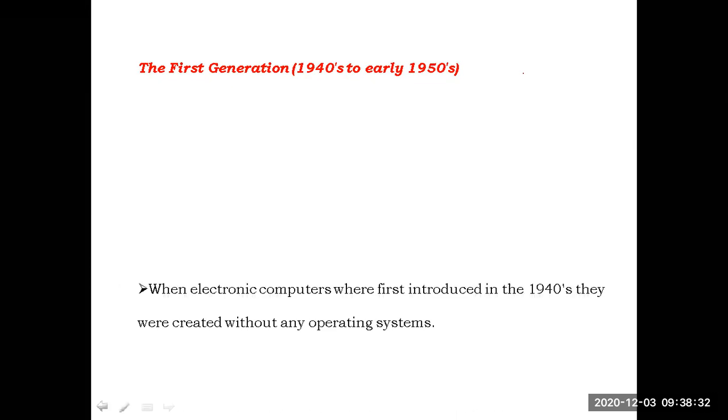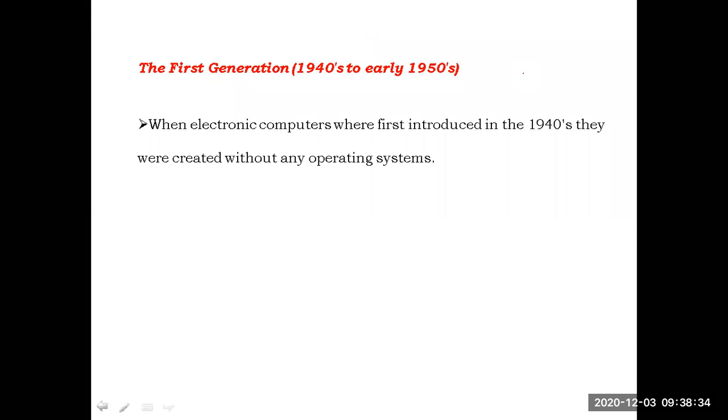Okay, see the points related to first generation. When electronic computers were first introduced in the 1940s, they were created without any operating system. The first generation computers do not use any operating system. What is the operating system? Ledandi. The first generation computers which were introduced in the 1940s do not contain any OS. They do not have any operating system.